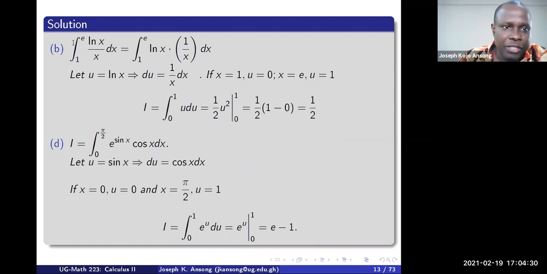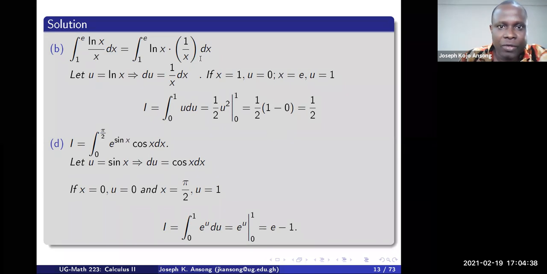B, our expression is the integral from 1 to e of ln x over x dx, which I can rewrite as ln x times 1 over x dx. I can make a substitution for ln x, because when I differentiate ln x, I'm going to get a 1 over x out. That's why I make a substitution for this. So let u be ln x, then du is 1 over x dx, all right? Once again, because of the limits, we want to see their corresponding u limits. If x is 1, ln 1 is 0, so u will be 0. When x is e, ln of e is 1, so u will be 1, okay?